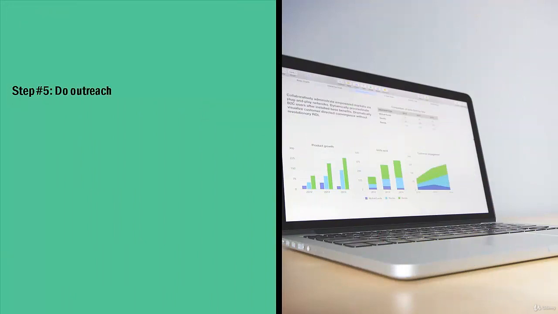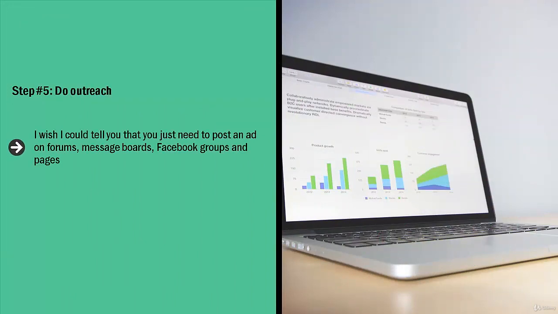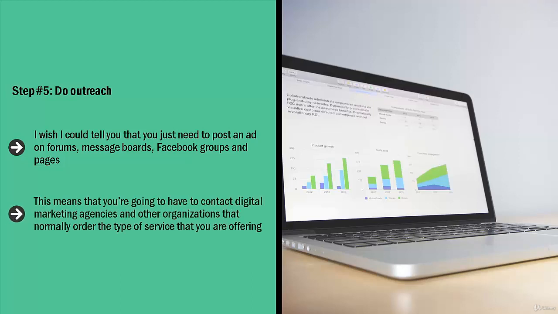Step number five, do outreach. I wish I could tell you that you just need to post an ad on forums, message boards, Facebook groups, and pages. It doesn't work that way. You definitely need to do these, but you also have to do outreach. This means that you're going to have to contact digital marketing agencies and other organizations that normally order the type of service that you are offering.